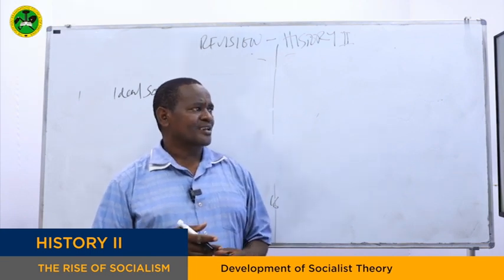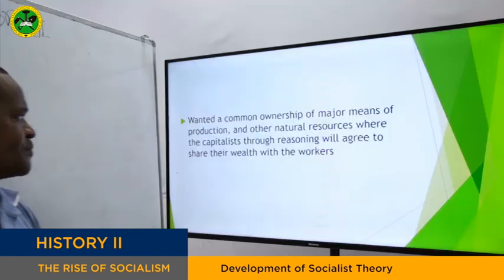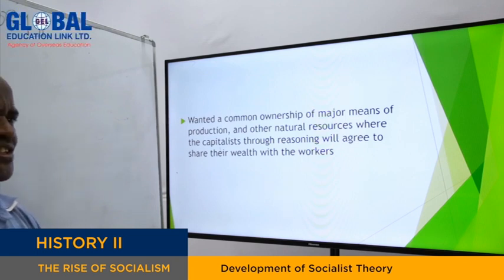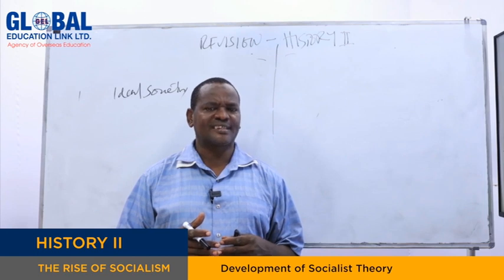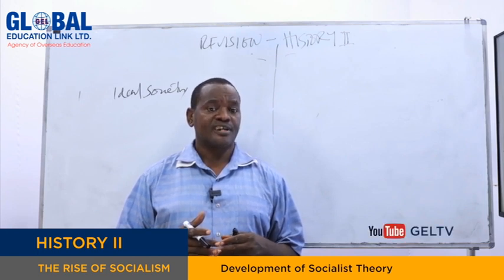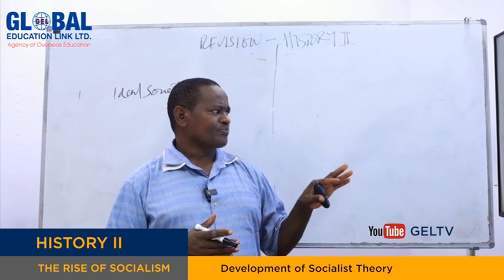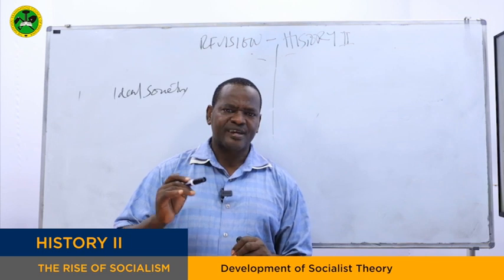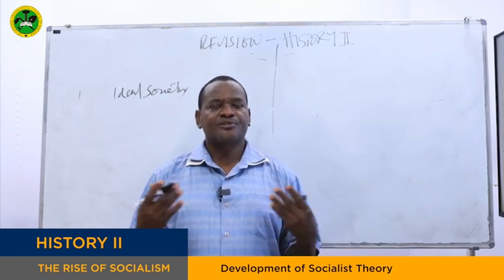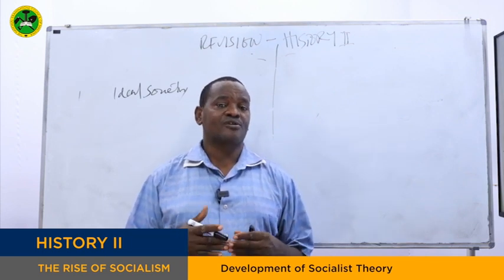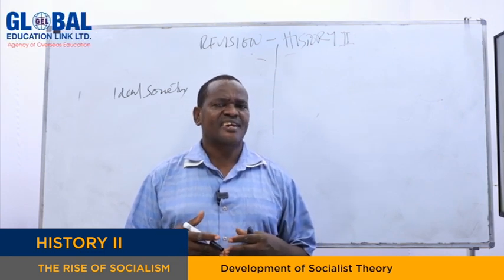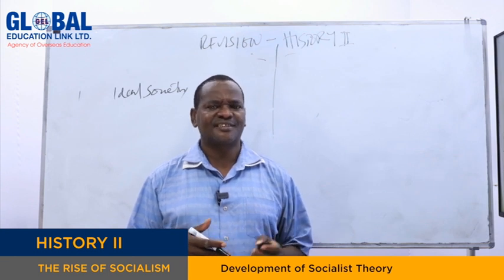The second feature of utopian socialism: they wanted common ownership of major means of production, resources, industries, and everything in the society. They wanted them to be owned by all people in common. They believed that the ownership of major means of production could be transferred from the capitalists to the workers, or to the majority of the people. How? Through what they called a peaceful transformation, through reasoning. They believed that through reasoning, they could bring changes in the society. That is their second characteristic.